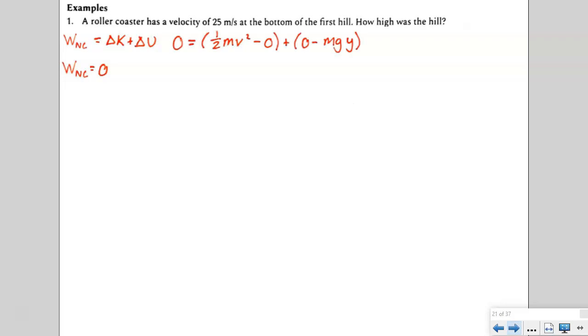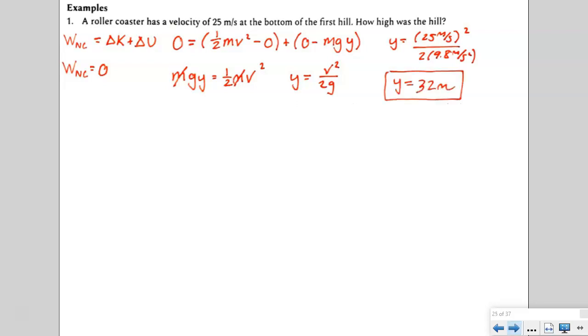So the increase in kinetic energy plus the decrease in potential energy has to equal zero. So mgy equals 1/2 mv squared. Our masses will cancel. If we rearrange for y, we have y equals v squared over 2g. So y is going to be 25 squared over 2 times 9.8, or 32 meters.